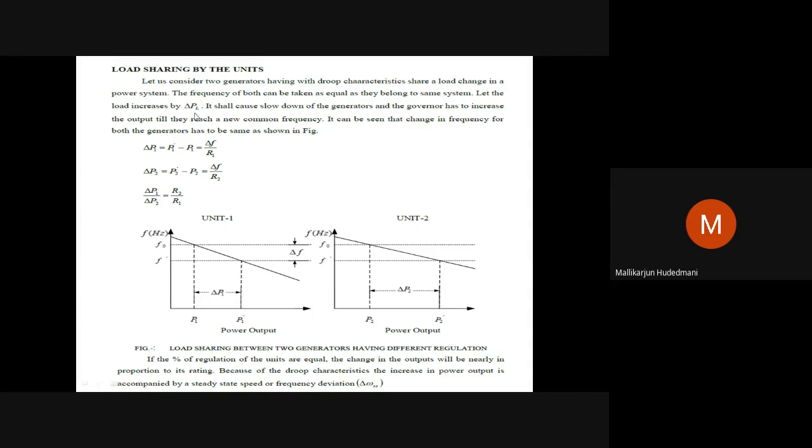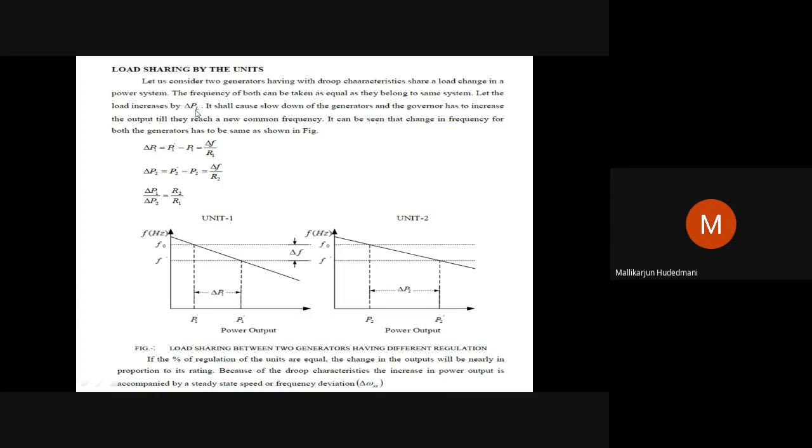Let 10 megawatt be the load additionally demanded. P1 plus P2 were meeting your requirement in steady state. Suddenly 10 megawatt is extra demanded. How is this 10 megawatt addressed by these two generators? Let us say this 10 megawatt is equal to delta P1 plus delta P2. Delta P1 plus delta P2 together become the shift in demand.